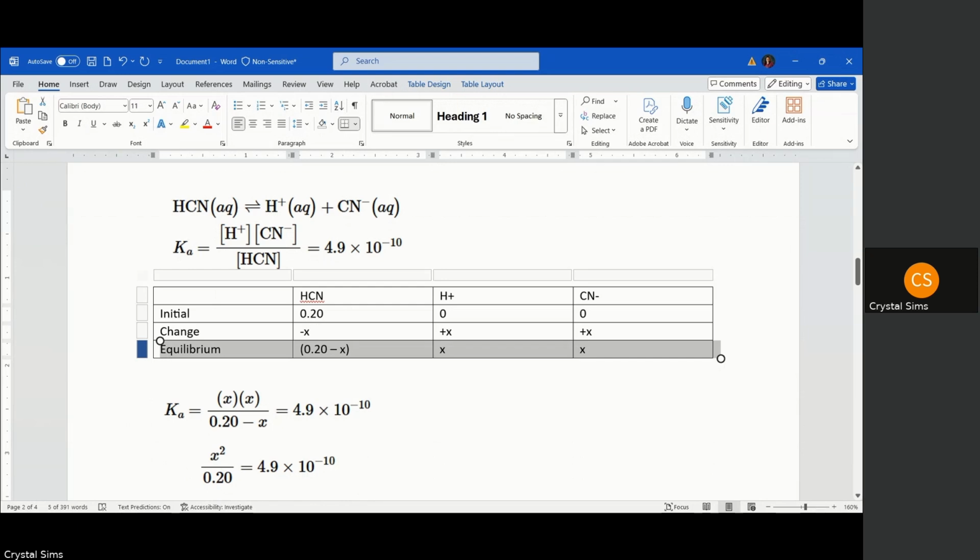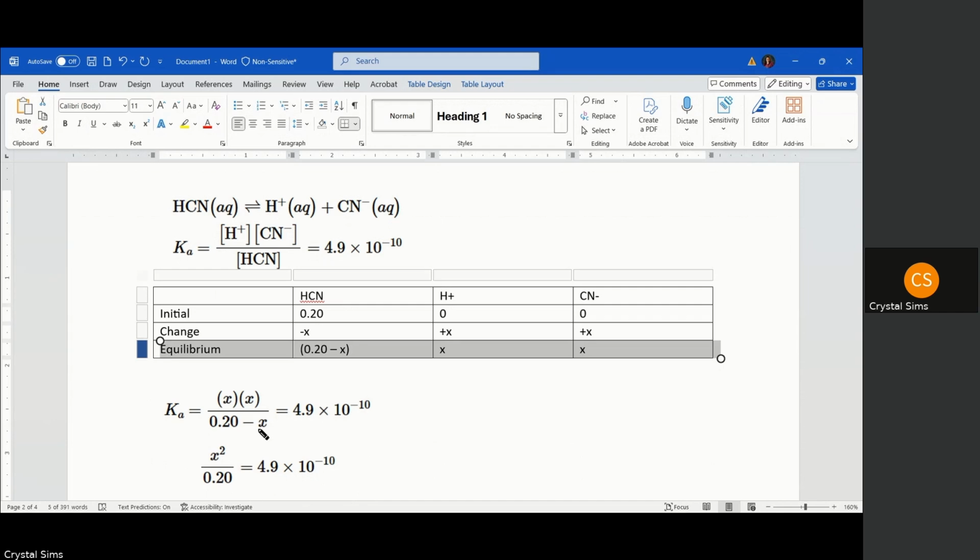So that gives me x squared, because x times x is x squared. And this is another one of those examples where I can approximate, right? So I go from 0.20 minus x to just 0.20. Another example of where I can approximate, get rid of that x there. We can make the simplifying approximation that x, which is going to be the amount that dissociates, is so small compared to the initial concentration that it's not going to make a difference, just like we did in the earlier problem.